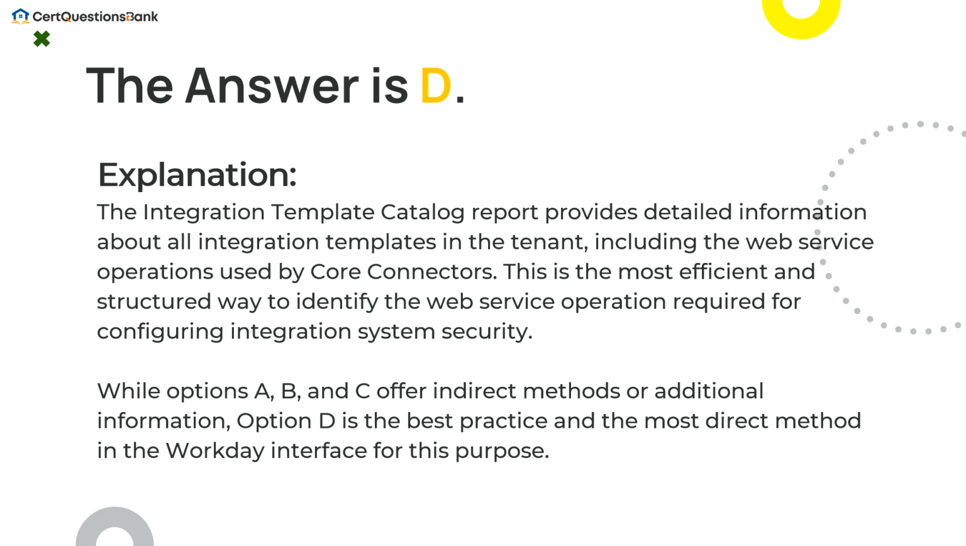The Integration Template Catalog Report provides detailed information about all integration templates in the tenant, including the web service operations used by core connectors. This is the most efficient and structured way to identify the web service operation required for configuring integration system security. While options A, B, and C offer indirect methods or additional information, option D is the best practice and the most direct method in the Workday interface for this purpose.